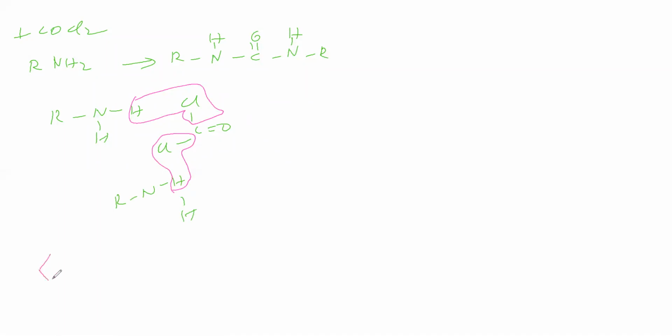Next we will take a primary amine, but aromatic, with COCl2. What is the product obtained? NHCOCl on the phenyl ring. On heating, this gives N double bond C double bond O on the phenyl ring. So we are getting an isocyanate. On heating, HCl is removed from this, so we are getting isocyanate.